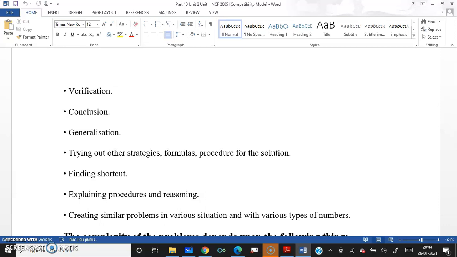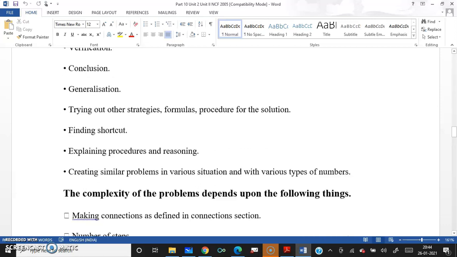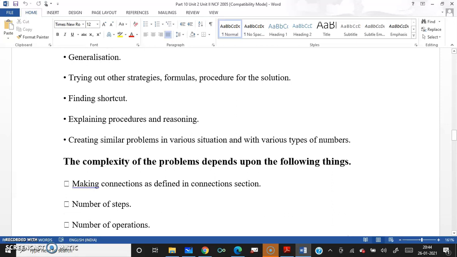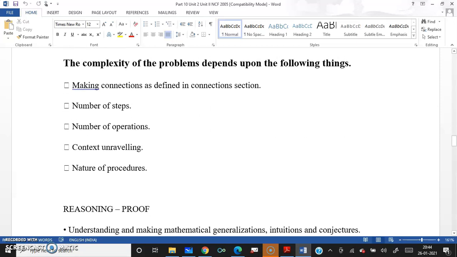Trying out other strategies, formulas and procedures for the solution. Now we try: is there any other formula or strategy available? Is there any shortcut available? Explaining procedures and reasoning, how you did it, you try to explain what steps you did. Then creating similar problems in various situations and with various types of numbers. So you can create a problem in various situations.